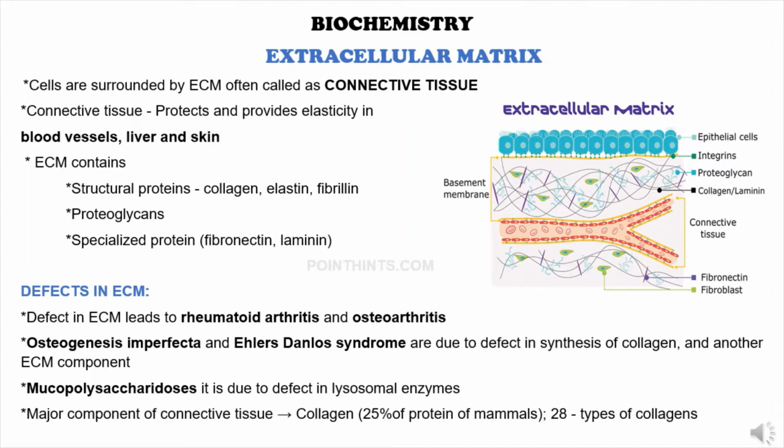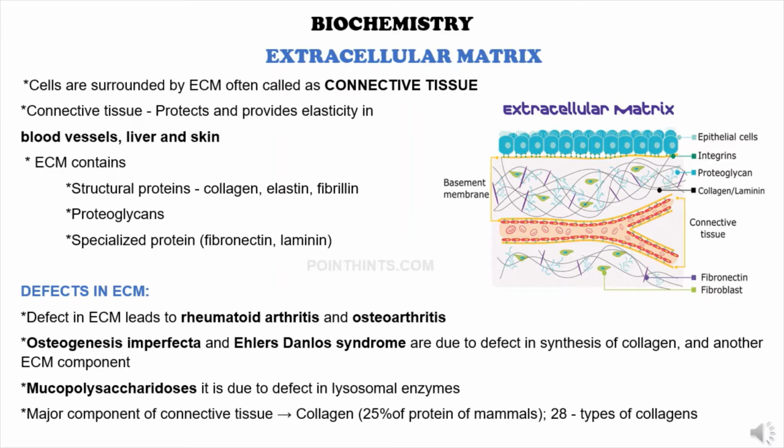The components of ECM are structural proteins, proteoglycans and specialized proteins. Structural proteins are collagen, elastin and fibrillin. Proteoglycans mean glycosaminoglycans, or mucopolysaccharides, plus proteins. Glycosaminoglycans are chains of disaccharide molecules combined with protein to form a proteoglycan. Specialized proteins are fibronectin and laminin.